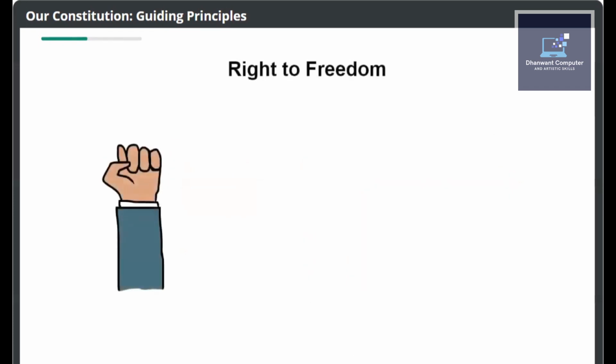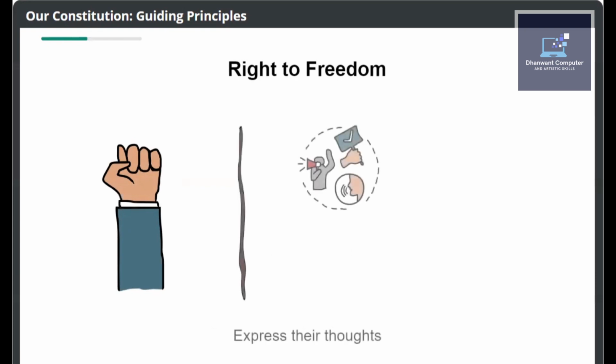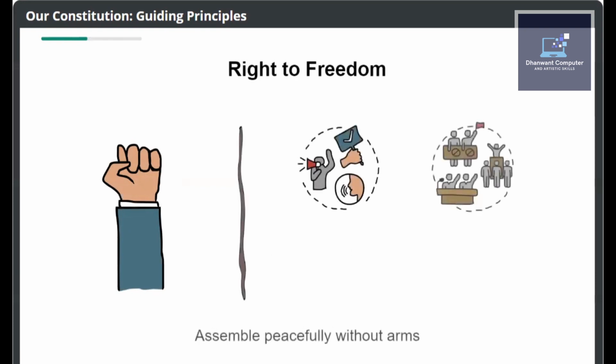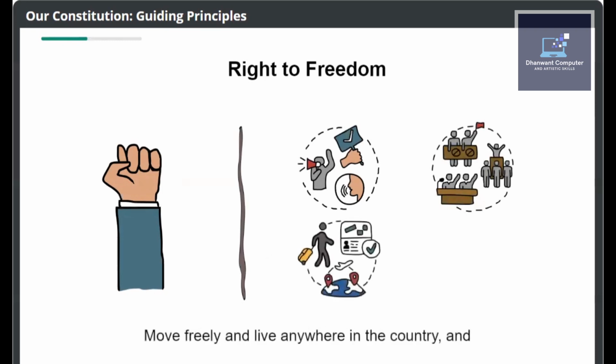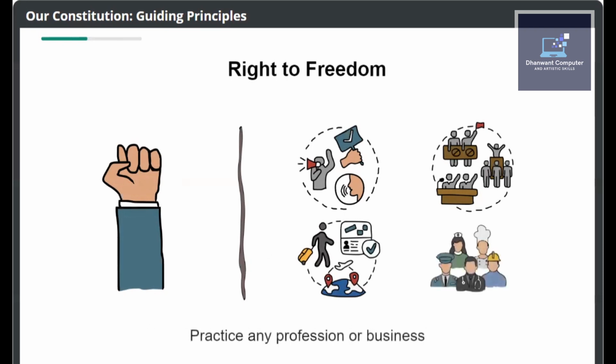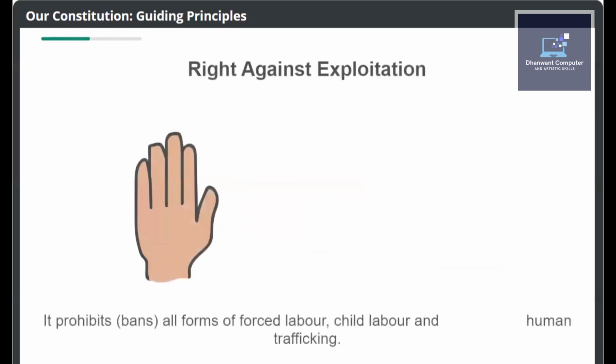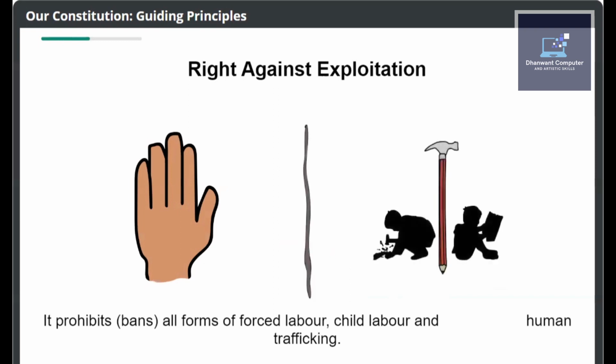Right to freedom. Every person has freedom to express their thoughts, assemble peacefully without arms, move freely, and live anywhere in the country, and practice any profession or business. Right against exploitation. It prohibits all forms of forced labor, child labor, and human trafficking.